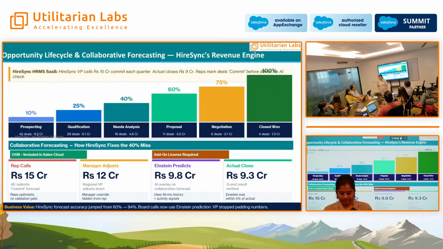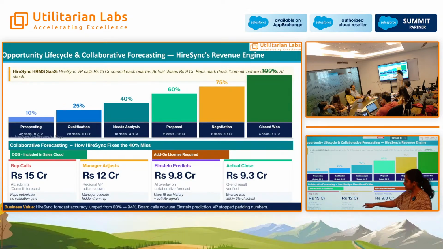And next is opportunity management. We were discussing the reps being optimistic and giving more commitment on the forecasting, no? So the rep has given 15 crores as the estimation for next quarter, and there the manager comes in. He is adjusting for the rep's optimism and giving 12 crores as his estimation. And then our Einstein Predict comes in.